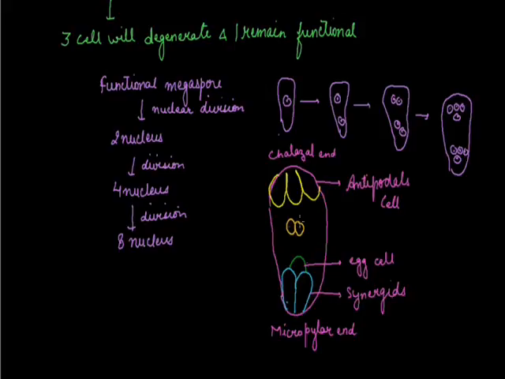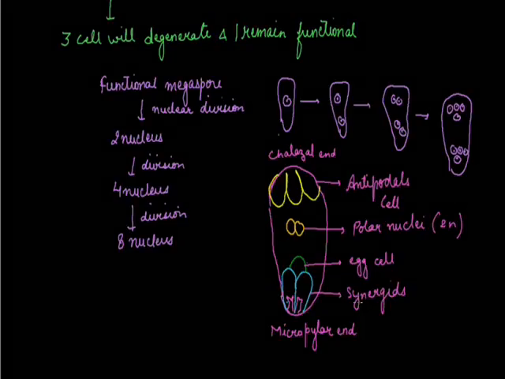The remaining 2 nuclei remain in the center of the embryo sac and form a single cell, which is known as the polar nuclei. This is basically 2 in nature. Below the micropylar end, the filiform apparatus is present in the synergids, which helps in guiding the pollen tube.